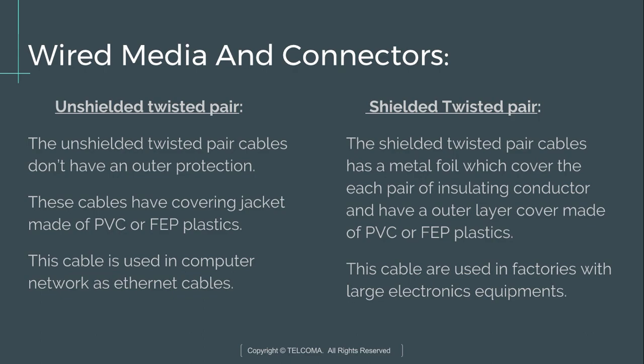The shielded twisted pair cable has a metal foil which covers each pair of insulated conductors, and has an outer layer cover made of PVC or FEP plastic. The unshielded twisted pair cable has a covering jacket made of PVC or FEP plastic. Unshielded twisted pair cable is used in computer networks as the Ethernet cable, whereas shielded twisted pair cables are used in factories with large electronics and equipment.